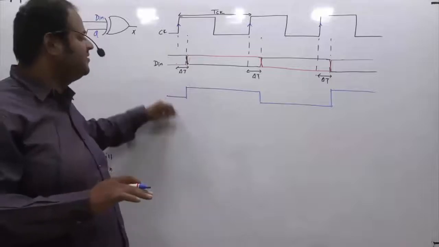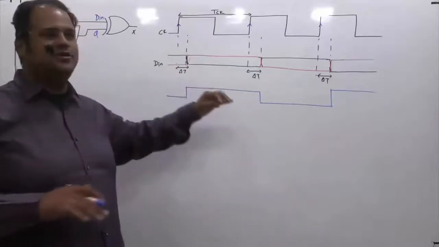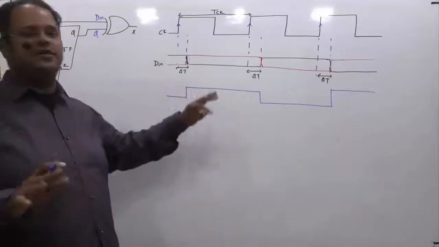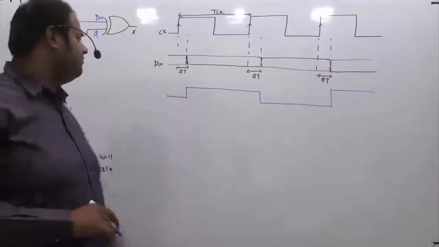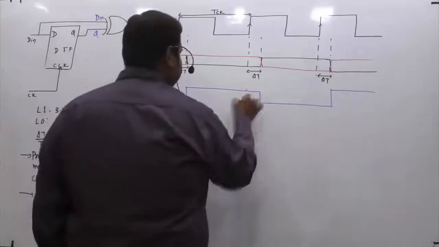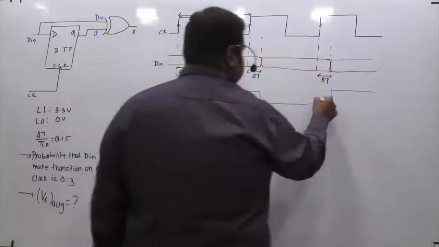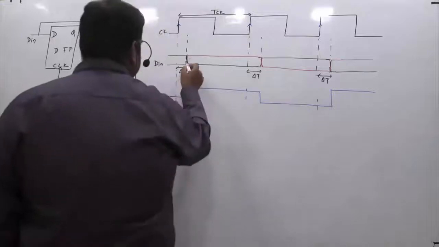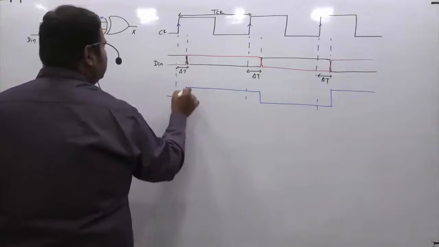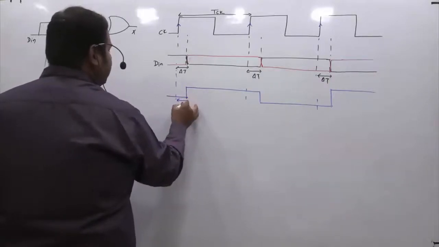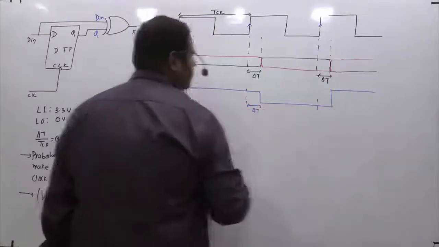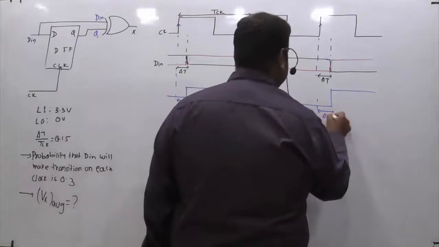Let us say this is the way the change is happening, like 0 to 1, 1 to 0. If you take this waveform, in every cycle we are getting some change, but the probability is 0.3. The probability doesn't matter here, so let us take this as the waveform of D in. This is the clock edge, similarly this is the clock edge, and here also this is the clock edge. This gap is delta t, and again this gap is delta t, and again this gap is delta t.